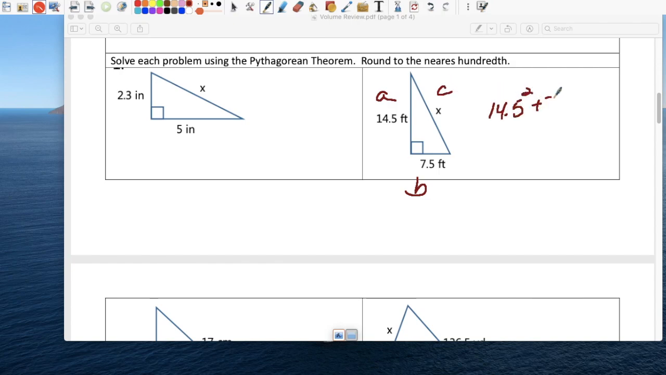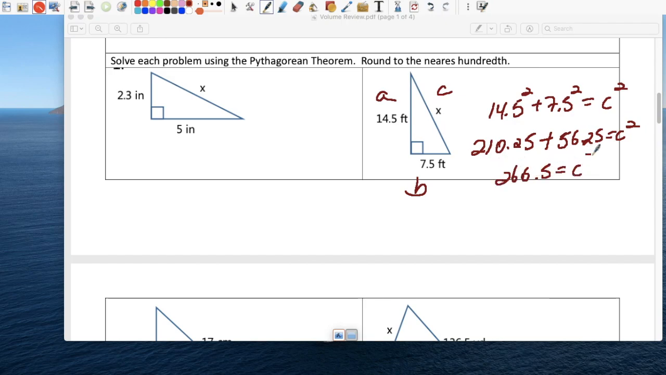That's going to give me A, B, and then C. 14.5 to the second power plus 7.5 to the second power equals C squared. So we get 210.25 plus 7.5 to the second power, which is 56.25, equals C squared. Let's add both of them, and we get 266.5 equals C squared. So we have to take the square root of both sides, and rounded to the nearest hundredth, we get 16.32.